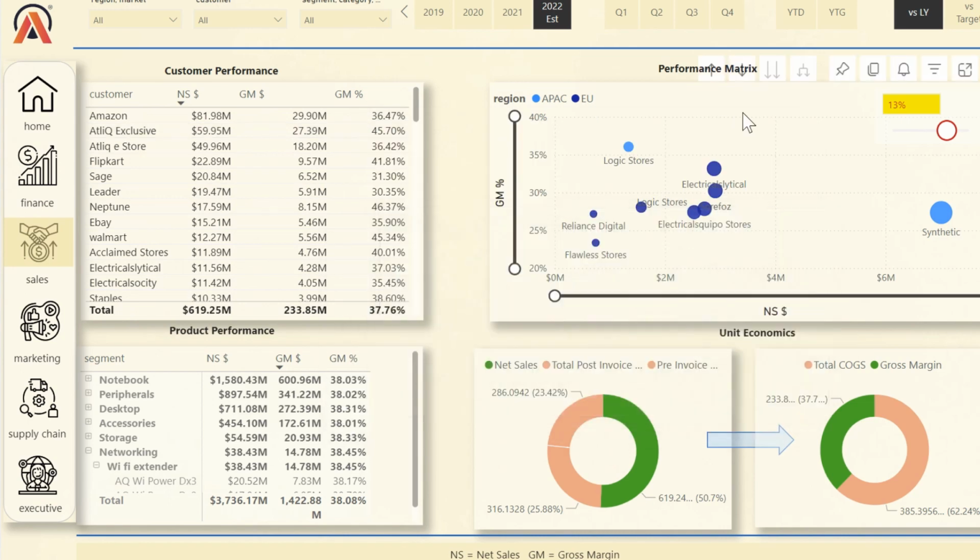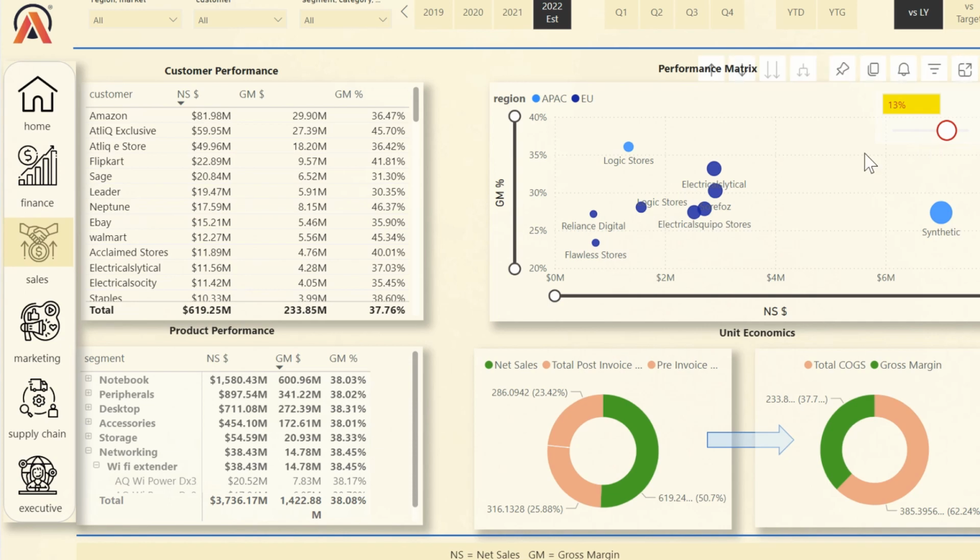Let's jump to the scatter plot. In here, we are plotting the customers based on the gross margin percentage and the net sales. The main ideal place that the Atliq company wants to put their customers would be the top right corner of the scatter plot, but it looks like we don't have any customer in that particular top right corner.